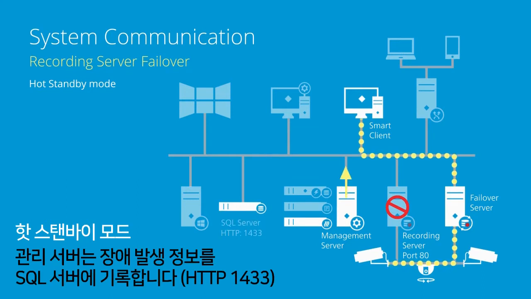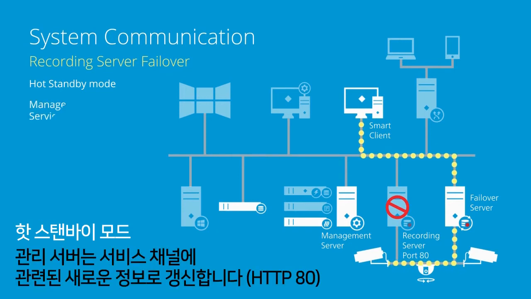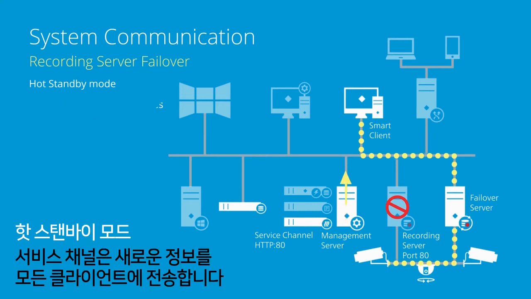The management server notifies the SQL server about the failover status on port 1433 using TCP. The management server also updates the service channel with the new information on port 80 using HTTP. The service channel sends the update message to all clients.